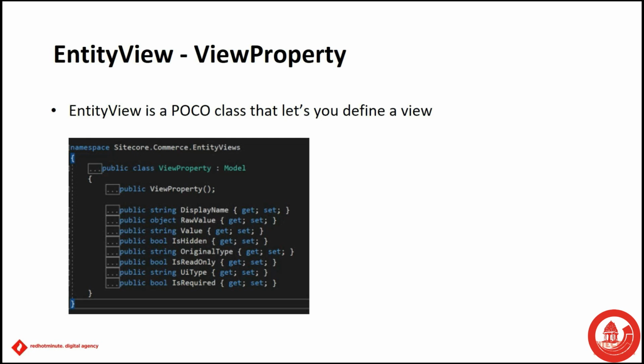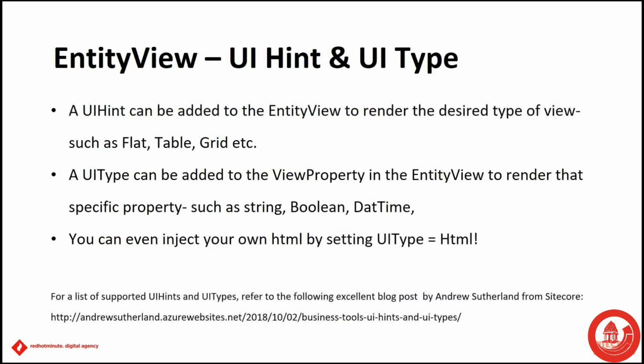Similar to a UI hint on the view, a view property has a UI type, and the UI type allows you to render your values based on the type of properties. Let's say you have a date time, so you can render it as a calendar, for example. Or if you have a string, you can render it as a string. You can render it as a decimal. So there's a bunch of values that you can supply, and that controls how that particular value is rendered inside the view. So yeah, UI hint and UI type.